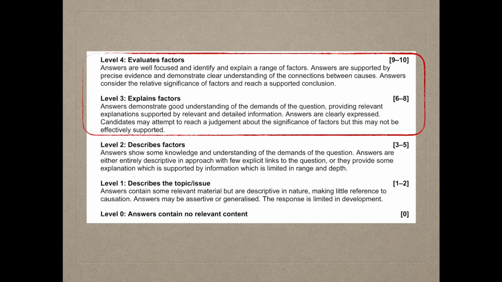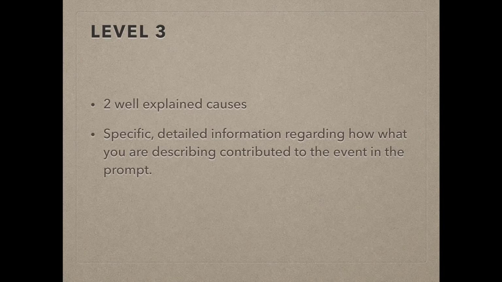So let's go ahead and take a look at each one individually here. To get a level 3, you need to give 2 well-explained causes. So you have the event in question, and you come up with 2 causes for the event in question, and you thoroughly explain how those causes impacted the event in the question, or how they actually caused the event in the question. Remember here, you need to give specific, detailed information regarding how what you are describing contributed to the event in the prompt. So you're really linking your causes to the events in the prompt and explaining how they caused it.